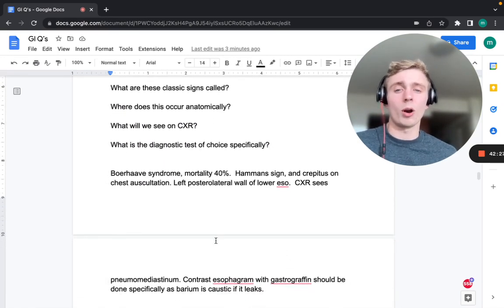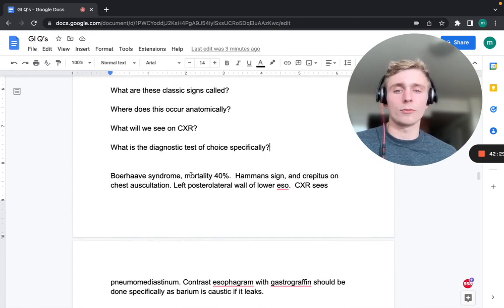Okay, so this is going to be Boerhaave syndrome. The mortality is very high, it's 40%. That crackling and popping was Hammond's sign, an important one to know. So Hammond's sign with Boerhaave syndrome. And it's also crepitus on chest auscultation.